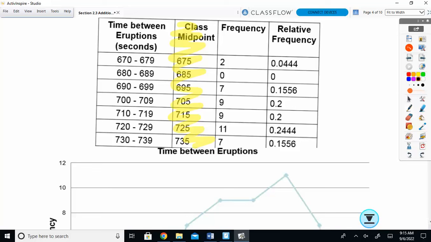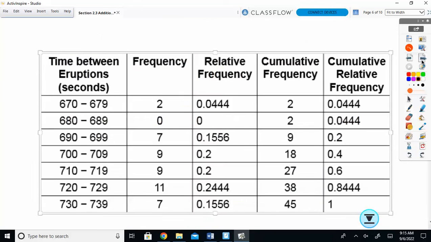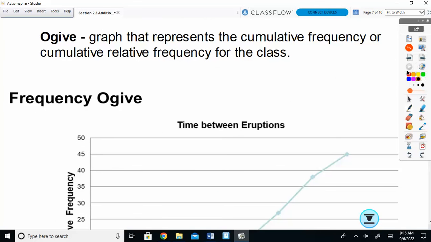So the last things I have, if you're following along in the book, because I'm sure you guys do that, right? They give you another type. I'll go ahead and tell you what it is, but I am not going to assess this one. So this is called an ogive, and what it shows is your cumulative frequency. So we know how to make relative frequencies, right? Your cumulative frequency adds up all the frequencies before that.